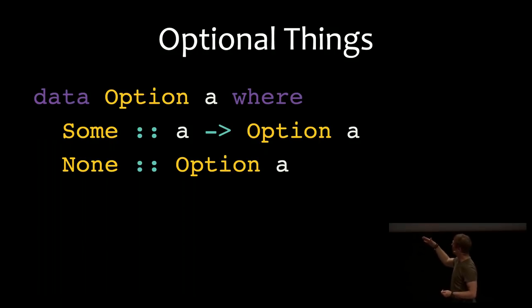Maybe we'll start with none. So anything can be a none. It just says that anything is not there, right? So anything can be of type option of A, and it means that something is not there. And that is the type of that particular constructor. The other constructor says, well, that thing actually is there. And so the constructor has to accept something of type A, and then give us something of type option of A, okay? So you're saying it wraps this object? Yeah, it wraps the object, right?